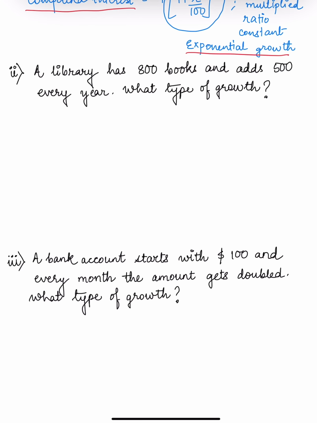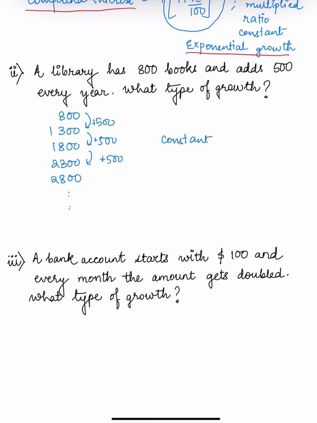Okay. The next thing is a library has 800 books and adds 500 every year. So we are starting with 800, then we add 500, so it becomes 1300. Then in the next year we add again 500, it becomes 1800, then 2300, then 2800, and so on. So we see that it is getting added by plus 500 every year. This is a constant amount which is getting added. So this is therefore a linear growth.